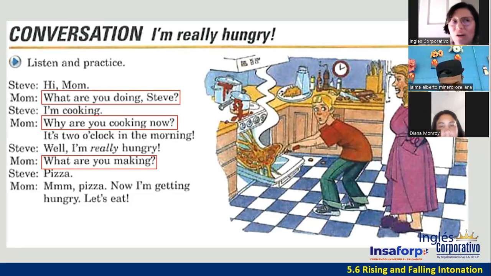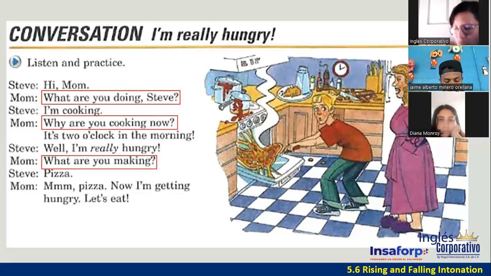And Steve is awake. Well, yeah, he is cooking at 2 a.m., right, in the morning. He's cooking a pizza. And then the mom starts asking questions, and she asks, "What are you doing, Steve?" Or, "Why are you cooking now?" And, "What are you making?" So the three questions that we have here are questions related to present continuous.